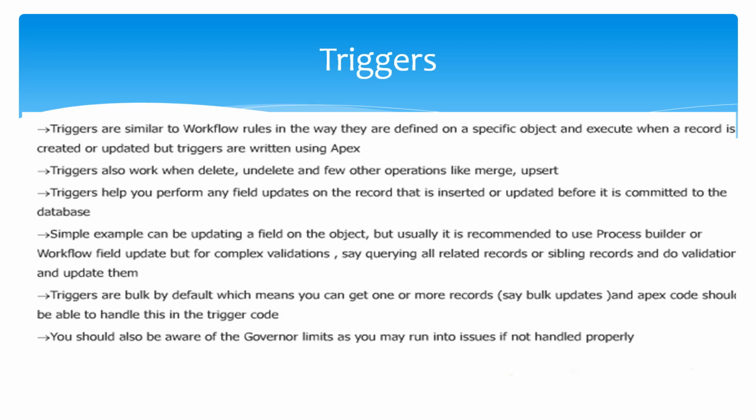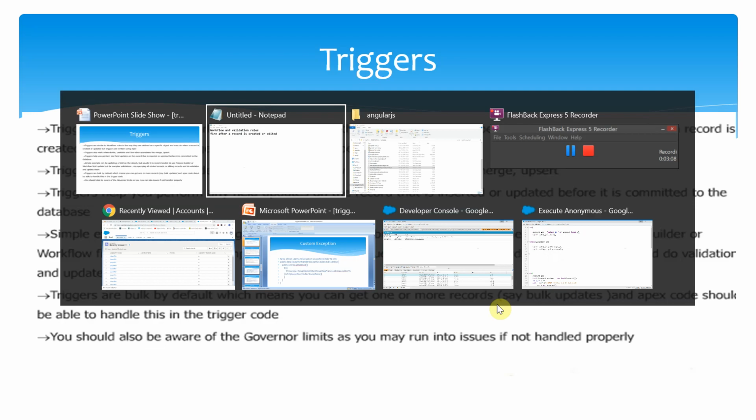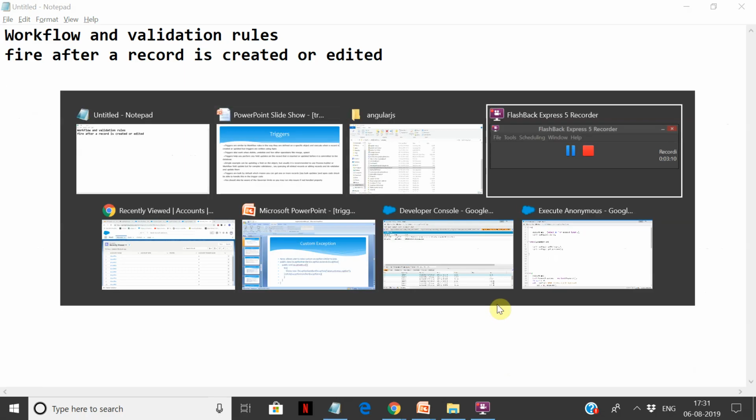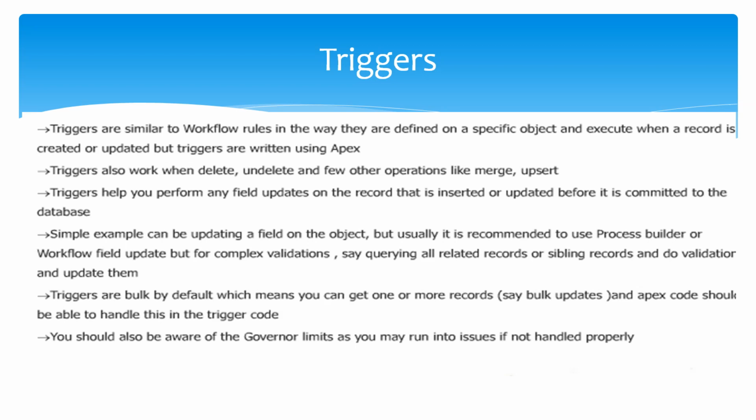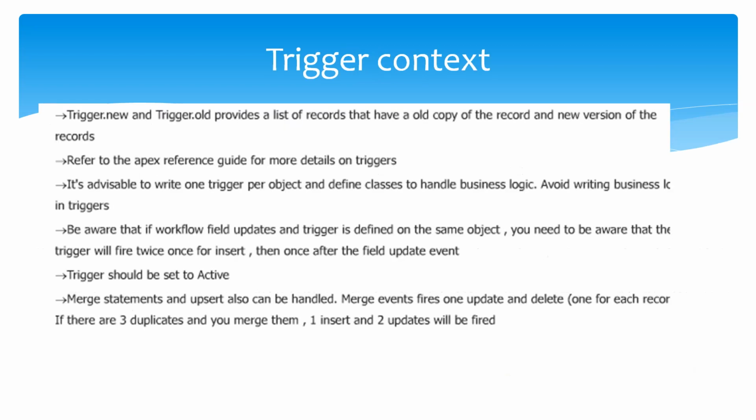But also be aware that the governor limits which we saw in the previous section are very, very relevant here. It is very important and very relevant over here. Now Trigger.new and Trigger.old, as I told you, is a bulkified list of records that are the new copy and old copy of the record. So this will be the list of records Salesforce provides you.